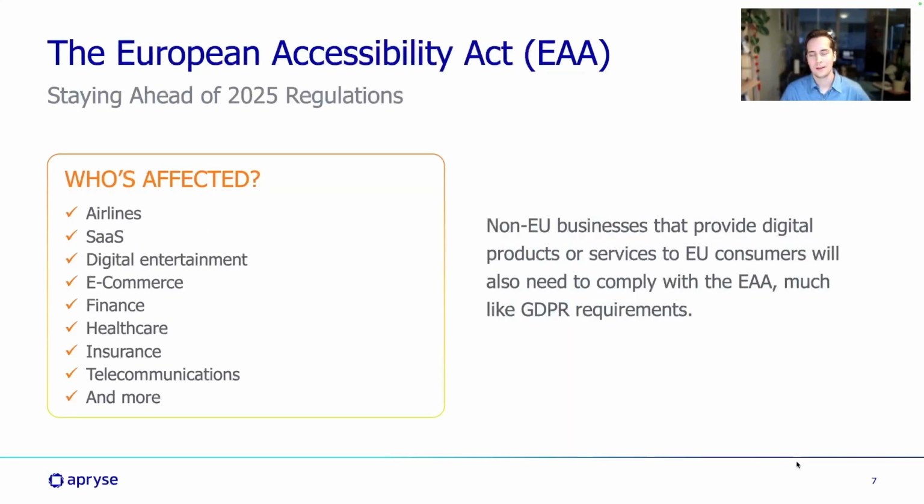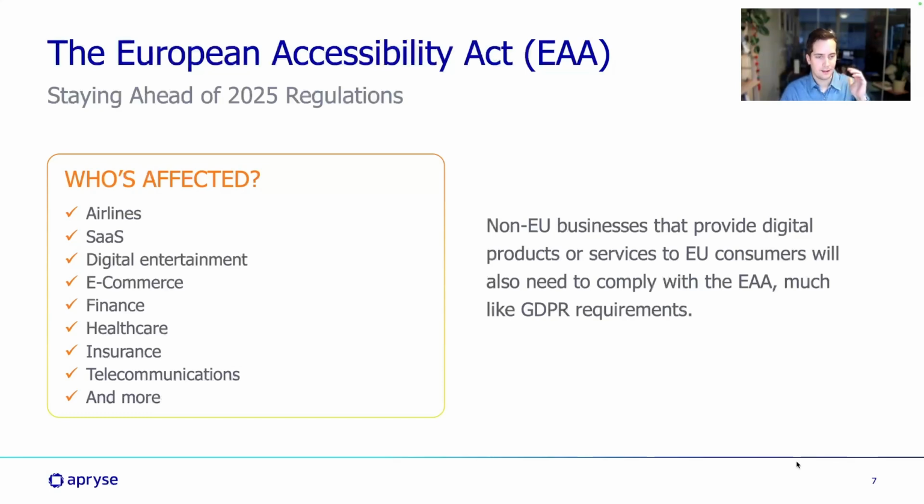Well, the Accessible Canada Act and the Section 508 of the Rehabilitation Act in the US, for the most part, only affects digital products and services that are in the public sector. Whereas with the European Accessibility Act, this is going to affect anyone who has business operations in Europe, not just if you're headquartered there, but if you have businesses, clients that you're servicing in Europe, this will likely affect you. So this affects airlines, SaaS products, digital entertainment, e-commerce platforms, healthcare, insurance, all of the big ones.